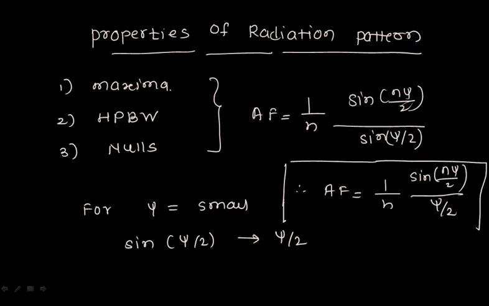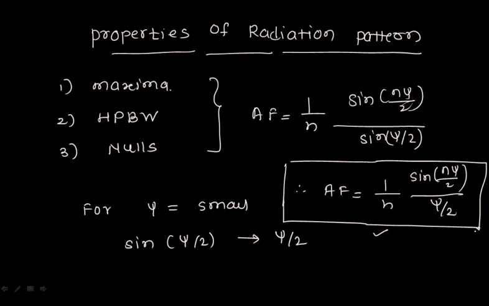This is nothing but the properties of the radiation pattern, as you are considering here that your psi is very small. So you can express the array factor in this way also, that is, array factor is equal to 1 by n sine of n psi by 2 divided by psi by 2.